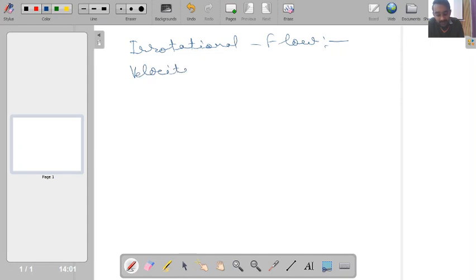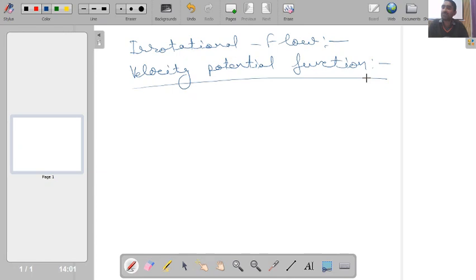Okay, so we can take the help of velocity potential function to solve irrotational flow situations. So this actually makes our analysis a little bit simpler. Okay, so first we will quickly recapitulate the concepts of basic fluid dynamics related to irrotational flow.